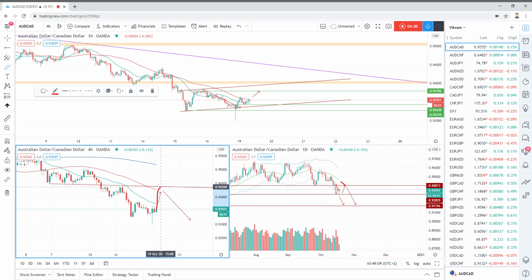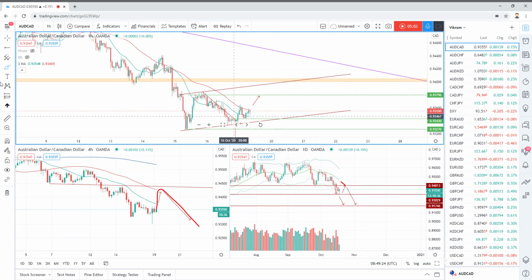If you are going to sell at 0.9436, you can short towards 0.93. At least we have 120 pips of trade possible in the 4 hour chart, whereas in the 1 hour chart we have the possibility of only 20 to 30 pips trade.